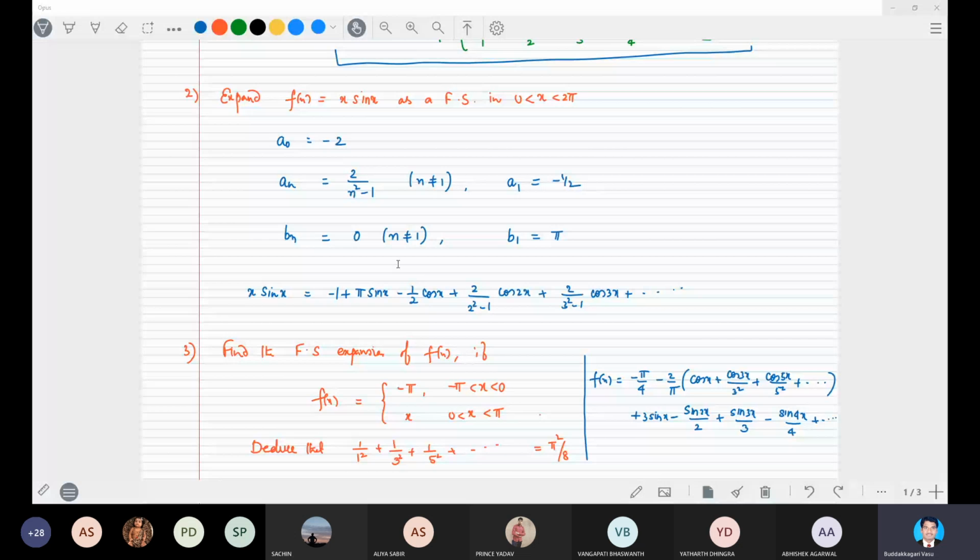Students, have you got the values a naught, an, bn as shown on the screen? Yes, sir. Done.